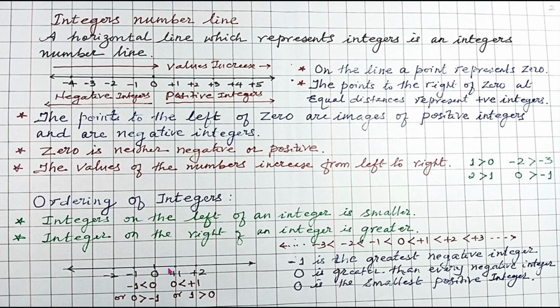Always remember that 0 is greater than all the negative integers, and 0 is smaller than all the positive integers. Remember that. -1 is the greatest negative integer. So that is about the ordering of integers.